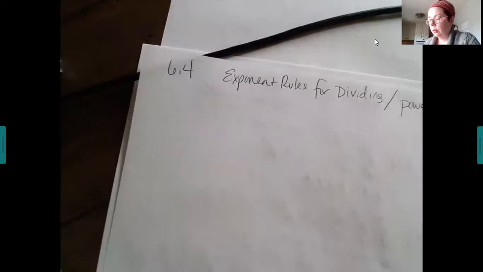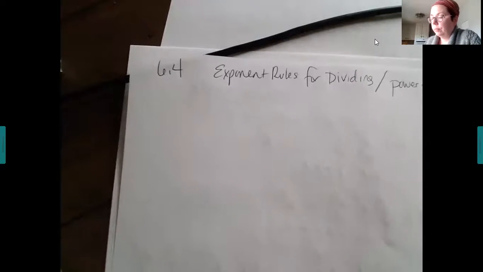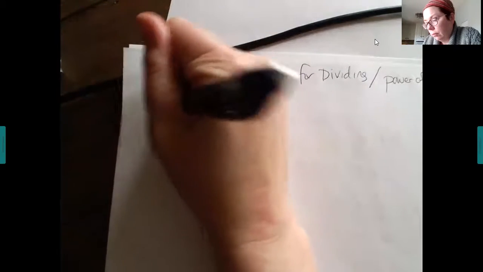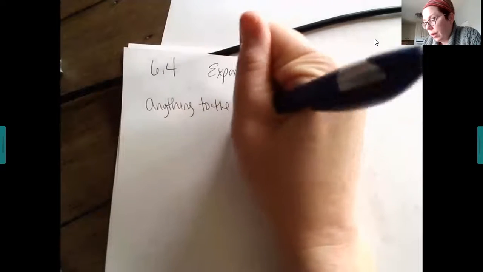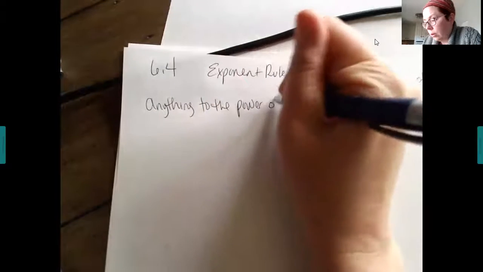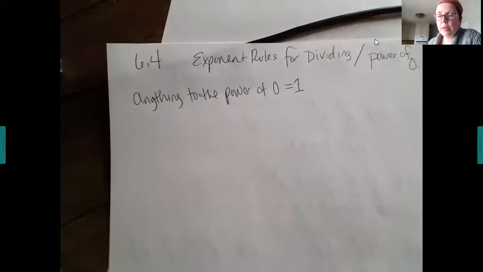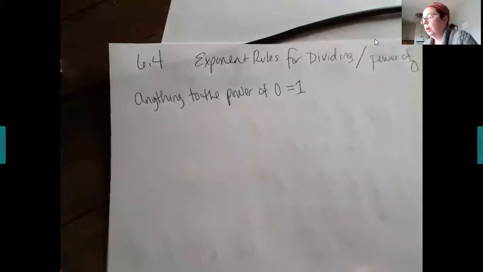So basically, the rule is anything to the power of 0 equals 1. Meaning that, well, I'll try it.